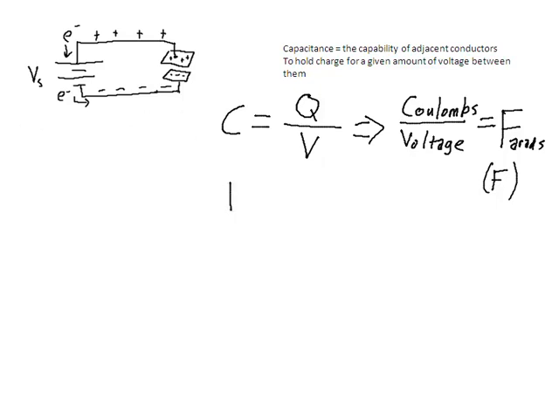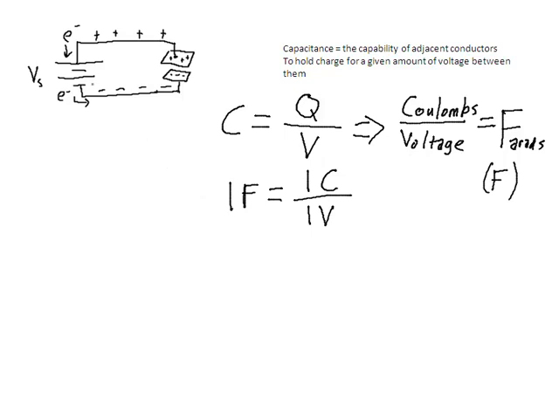So one farad, 1F, is the capability of adjacent conductors of storing 1 coulomb of charge when there's 1 volt potential difference between those two conductors.